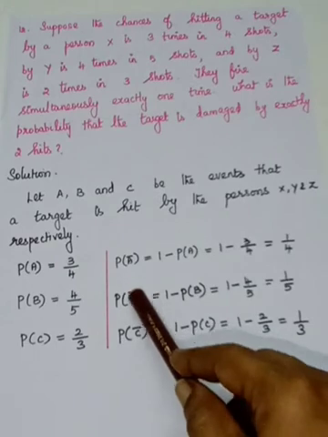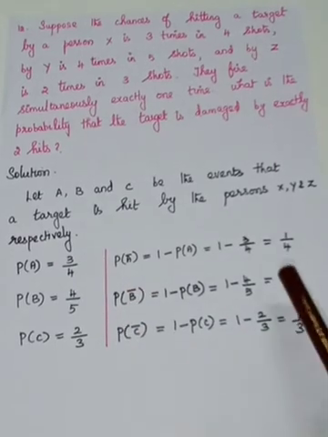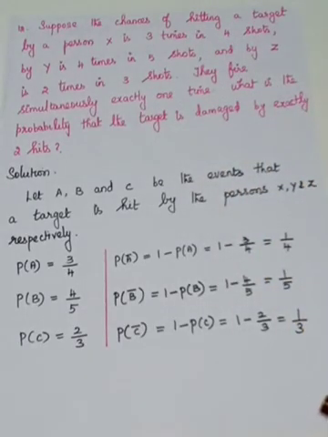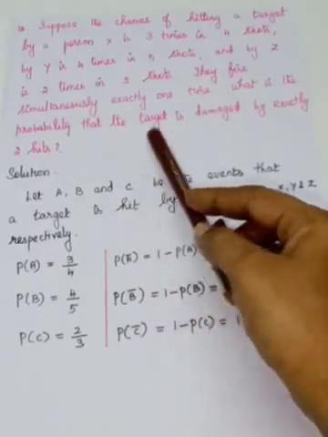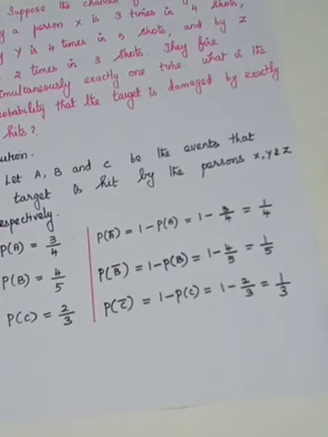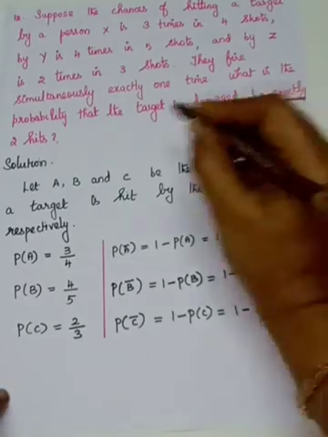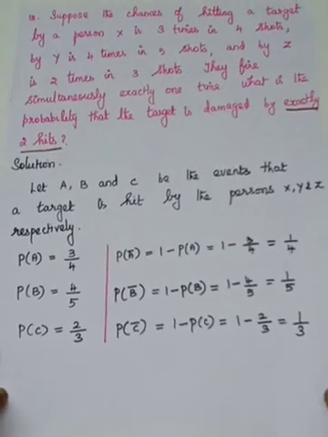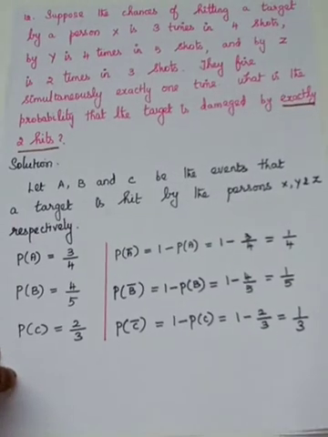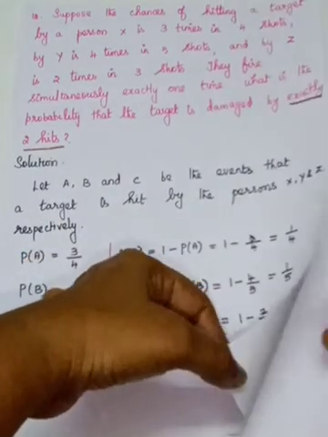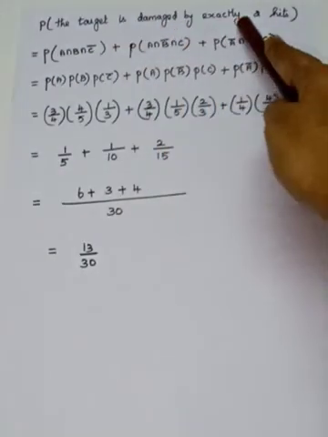And you have to find out P of A bar, P of B bar, P of C bar also. You come to the problem. They fire simultaneously exactly one time. What is the probability that the target is damaged by exactly 2 hits? Okay, so they fire simultaneously only one time. We have to find out the target is damaged by exactly 2 hits. What is the probability?